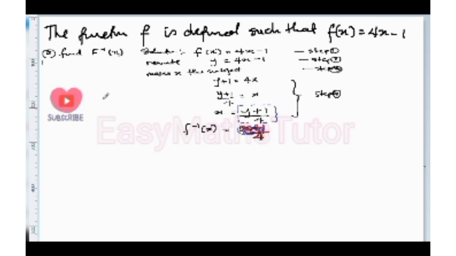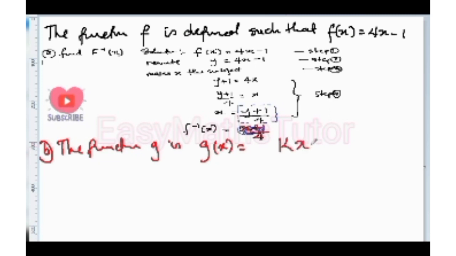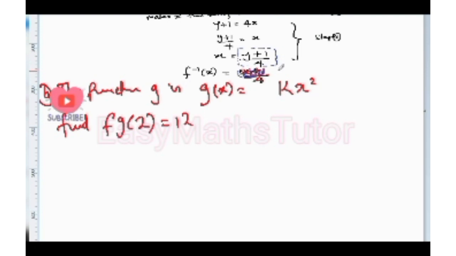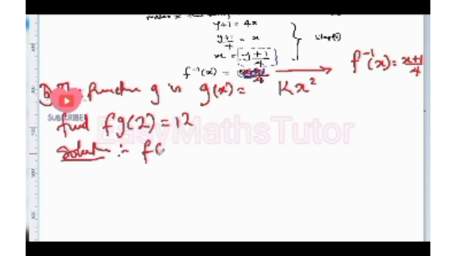So the next problem we're solving for this b part, the function g is defined such that g of x is equal to kx squared. Find k if f of g of 2 is equal to 12. Solution. We'll first of all write f of g of x.